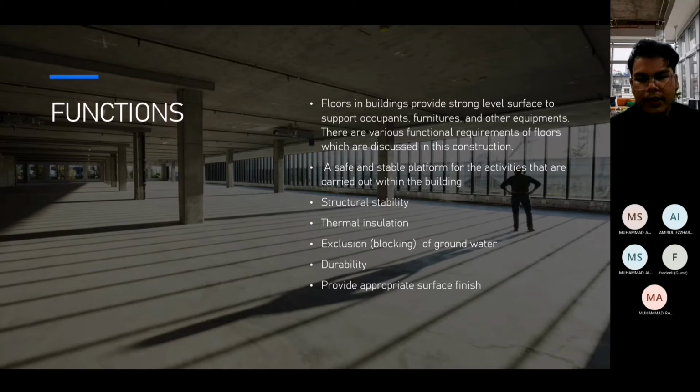First sekali, function dia untuk a safe and stable platform for the activities that are carried out within the building. Ni untuk keselamatan diri kita lah. So yang kedua, structural stability, untuk kestabilan bangunan. Yang ketiga, thermal insulation. Keempat, exclusion blocking of groundwater. Yang kelima, durability, untuk bagi kukuh bangunan. Yang terakhir, provide appropriate surface finish.